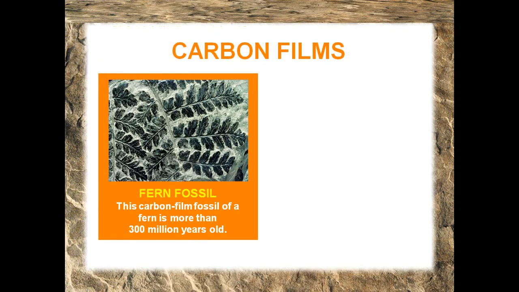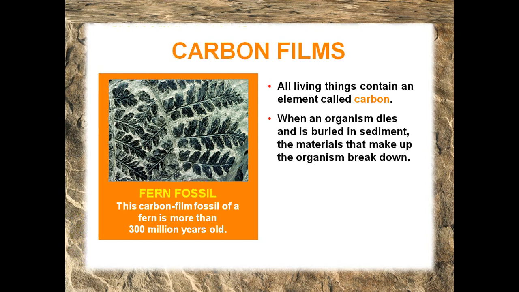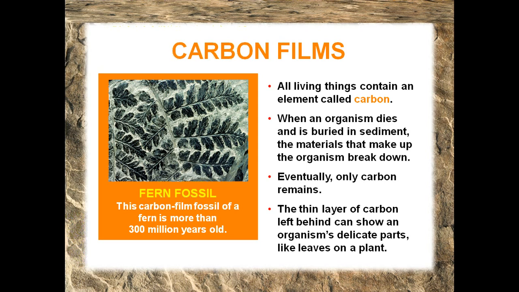Carbon films. This is a fern fossil. This carbon film fossil of a fern is more than 300 million years old. All living things contain an element called carbon. When an organism dies and is buried in sediment, the materials that make up the organism are broken down. Eventually, only the carbon remains, and the thin layer of carbon that's left behind can show an organism's delicate parts, like leaves on a plant.